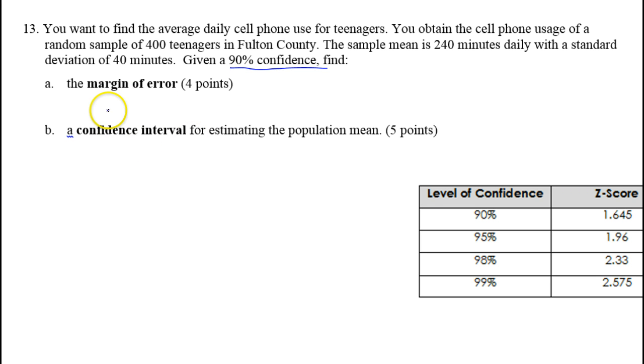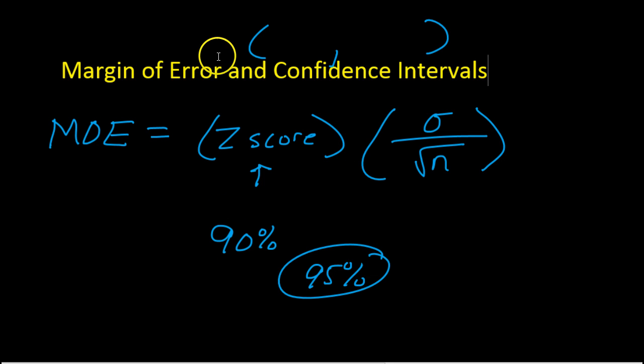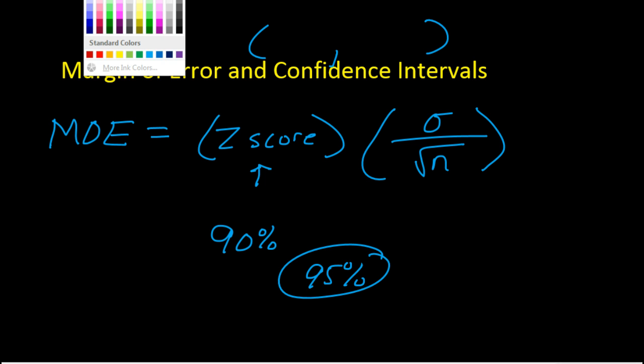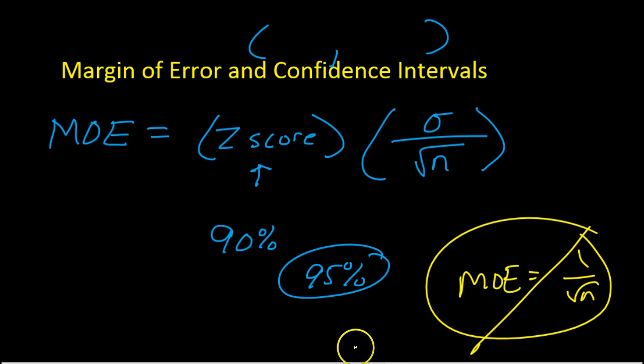These are not two completely separate problems. They say given a 90% confidence, colon. As soon as you see that we're talking about confidence, that tells you that we should be using this version of the formula, not just the simple margin of error formula that looks like this. This is not the formula that we're going to be using, because they mention confidence levels.